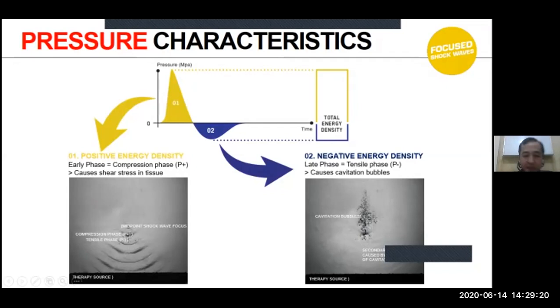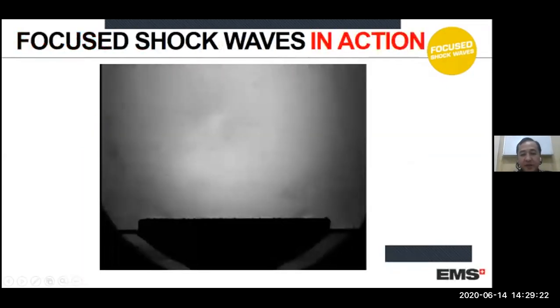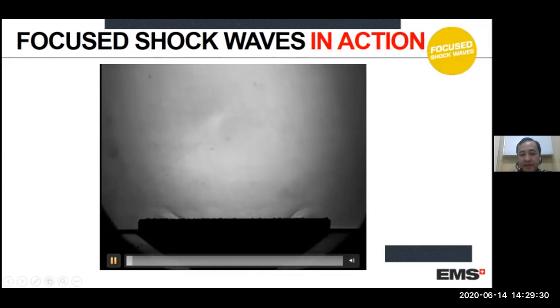This is the picture of how the cavitation bubble is produced by the focused shockwave. You can see here. This is the cavitation bubble. It will be produced in the mid zone here. And see here.